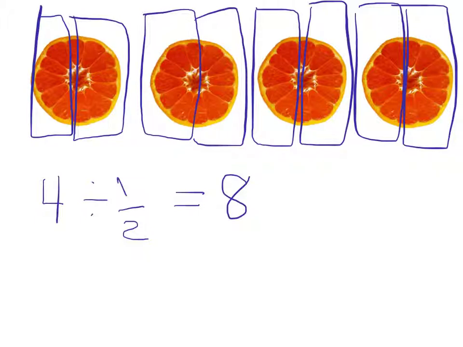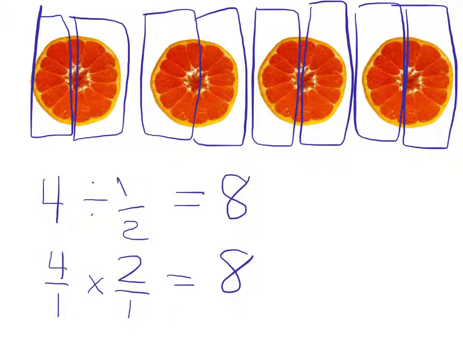Let's see if that works out. 4/1 multiplied by 2/1, that equals 8. Amazing! The number matches exactly what we expected to get, because we had 4 objects and we put them into groups of 1/2. That's how you divide fractions.